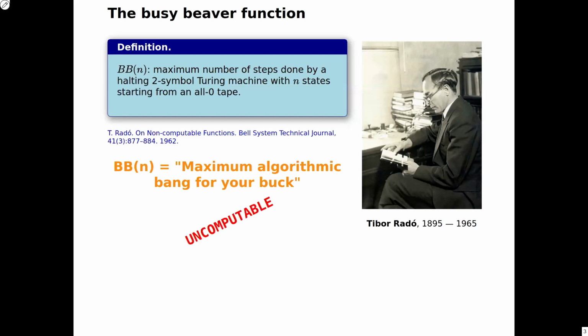This function is uncomfortable because, assume you had an algorithm to compute BB(n), you could solve the halting problem of any machine. You give me an n-state Turing machine, I run it for BB(n) plus 1 steps, and if it hasn't halted by then, you know that it will never halt. So somehow, if you know BB(n), you're able to predict the future and solve the halting problem of all n-state machines.